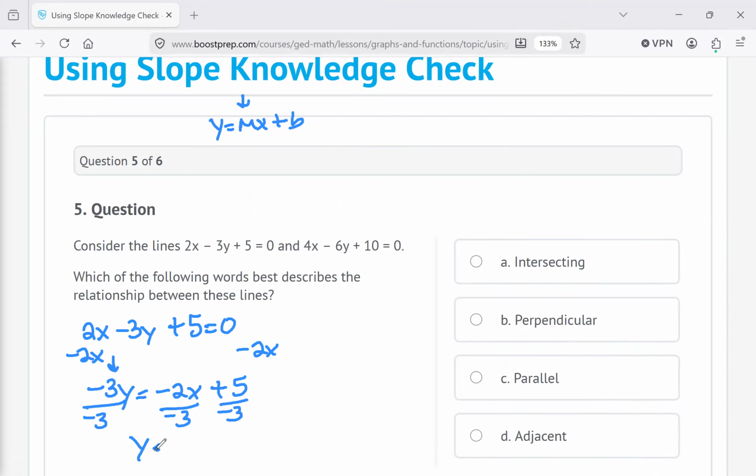I get y equals, what's -2 divided by -3? 2/3. What's 5 divided by -3? -5/3. I don't really care about this -5/3 because that's your b. I care about the slope, the 2/3. So my m1, the slope for this line, is positive 2/3. Okay, I'm going to box it. That's not our answer. Now let's look at the second linear line, this one.